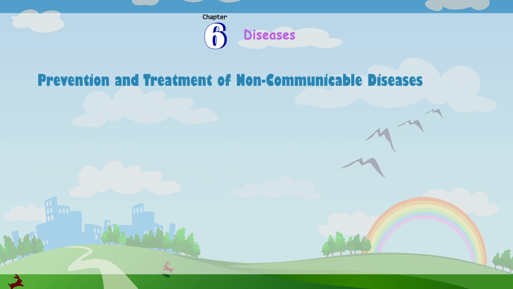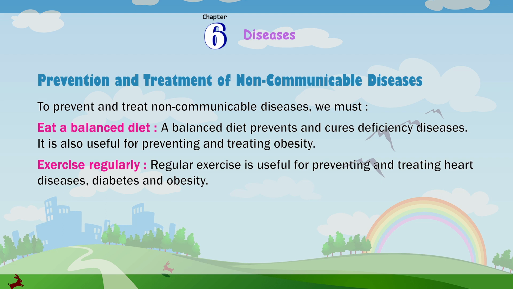Prevention and treatment of non communicable diseases. To prevent and treat non communicable diseases, we must eat a balanced diet. A balanced diet prevents and cures deficiency diseases. It is also useful for preventing and treating obesity. Exercise regularly. Regular exercise is useful for preventing and treating heart diseases, diabetes, and obesity.